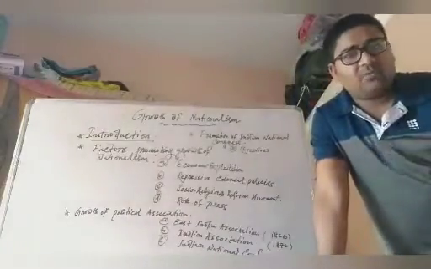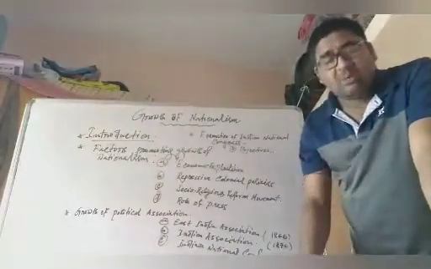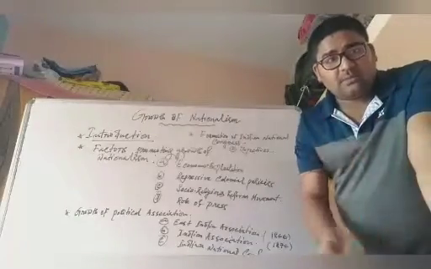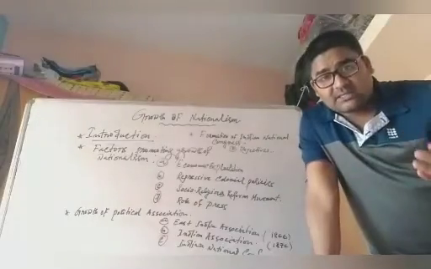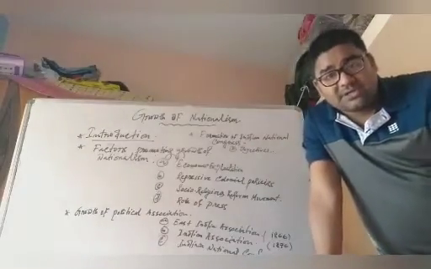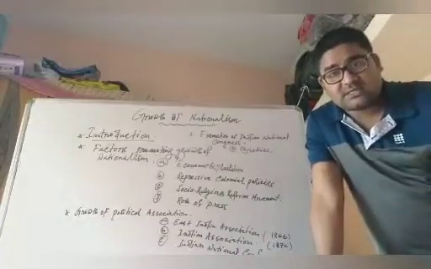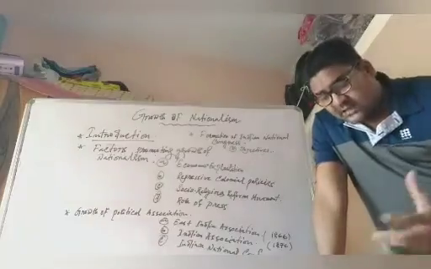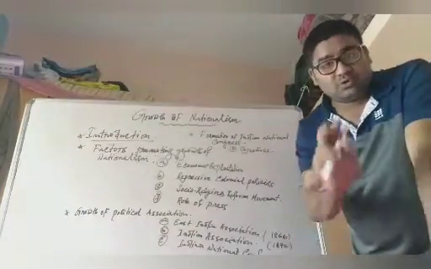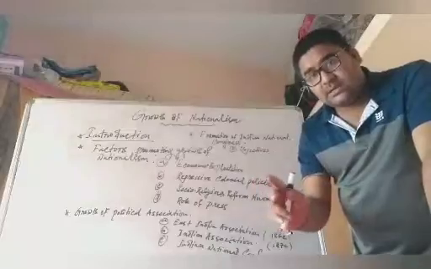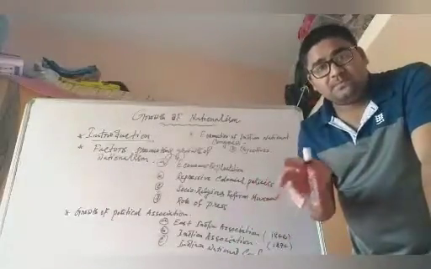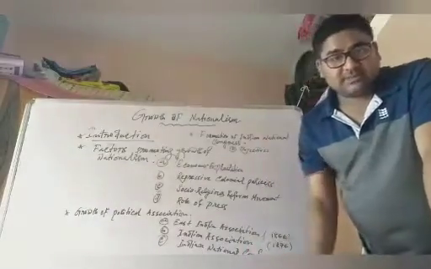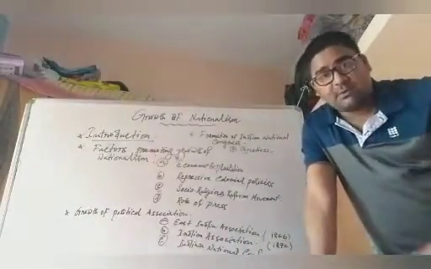Next, the prominent reform movements were the Brahma Samaj, founded by Raja Ram Mohan Roy, the Arya Samaj, founded by Dayanand Saraswati, the Ramakrishna Mission, founded by Swami Vivekananda, and the Satya Shodhak Samaj, founded by Jyotiba Phule. Here we will discuss two: Raja Ram Mohan Roy and Jyotiba Phule. These two persons played a very important role in India's nationalism and the spread of socio-religious reform movements.